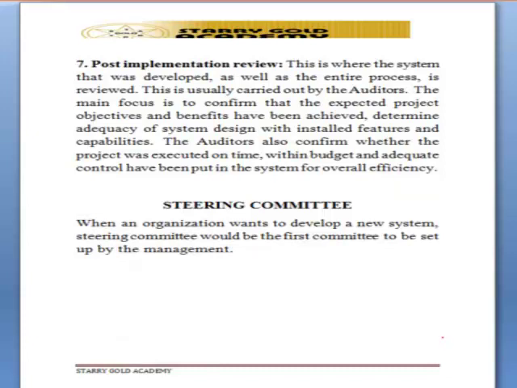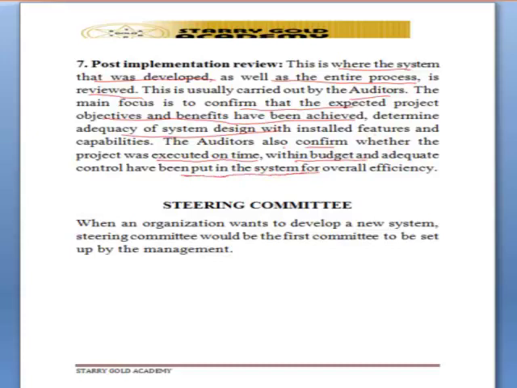Then the last stage is post implementation review. This is where the system that was developed as well as the entire process is reviewed. This is usually carried out by the auditors. The main focus is to confirm that the expected project objectives and benefits have been achieved, and to determine adequacy of the system design with installed features and capabilities. Then the auditors also confirm whether the project was executed on time, within budget, and adequate controls have been put in the system for overall efficiency.